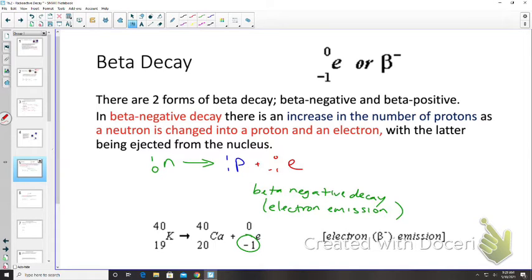Now, scientists also noticed that an antineutrino was also emitted here. So in beta negative decay, we have an electron and an antineutrino being emitted.